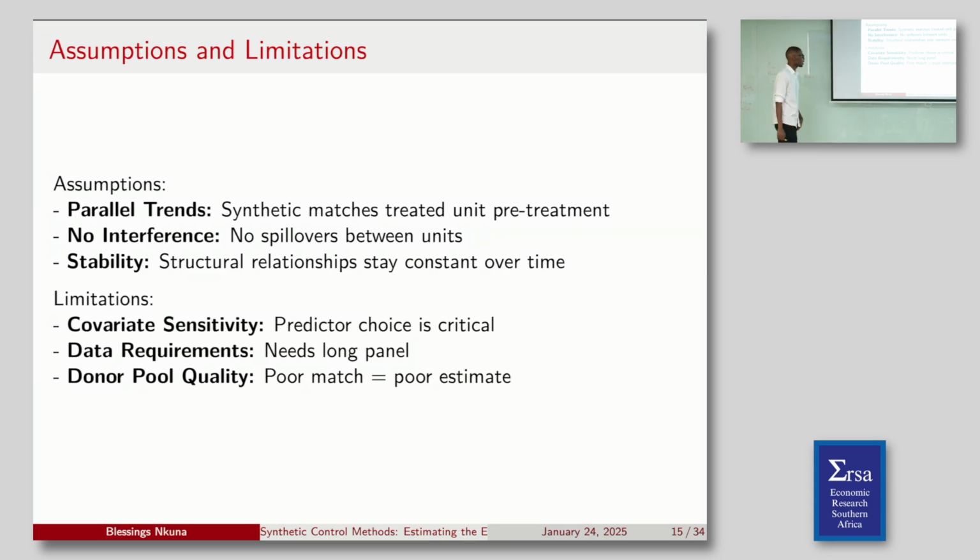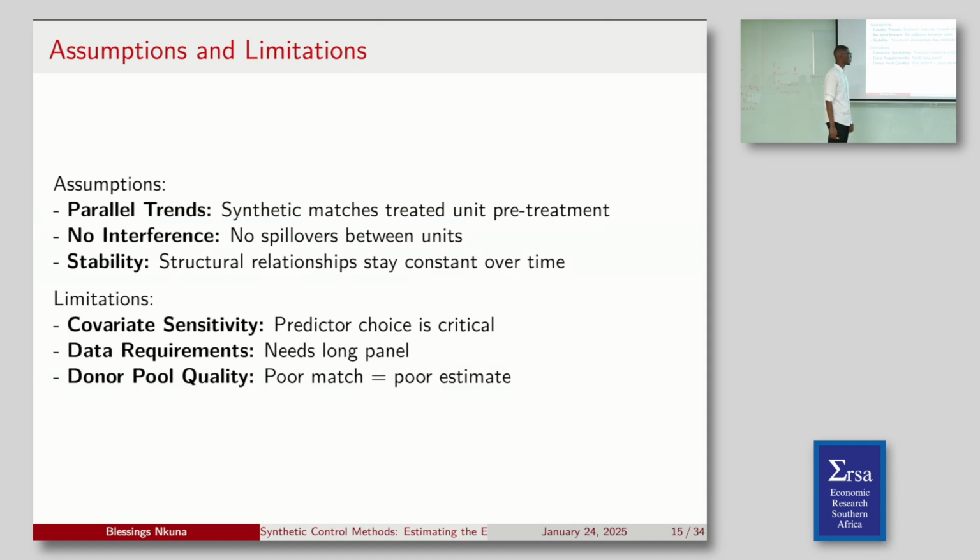And then data requirements: it needs a long panel, but it doesn't. It's a bad word. It doesn't necessarily need a long panel. It works with short panels as well. That's actually another advantage of the method. So if you have a panel with a small n but large t, it's good. It can work because the weights can be calculated regardless. It just has to have the optimal weights that combine these n's into a perfect synthetic control.